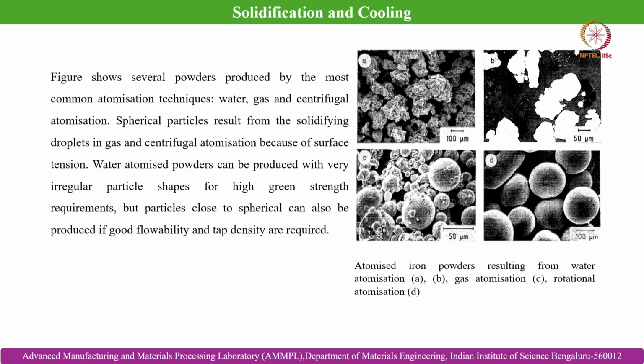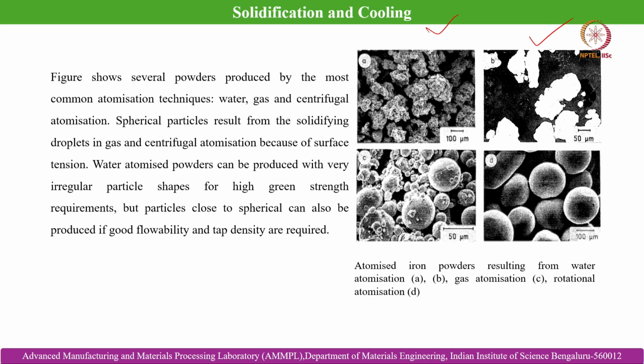So you can see A and B are the powder particles manufactured by the gas atomization technique. You can see irregularly shaped powder particles generated in gas atomization. If you recall, these are the powder types which can facilitate higher green compact strength and higher green density because of improved interlocking.